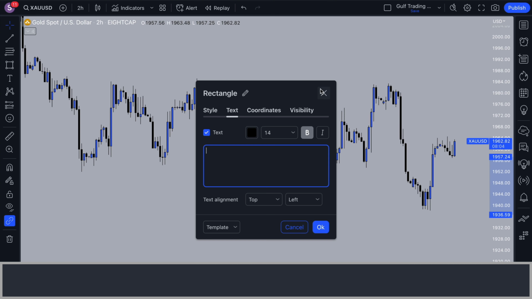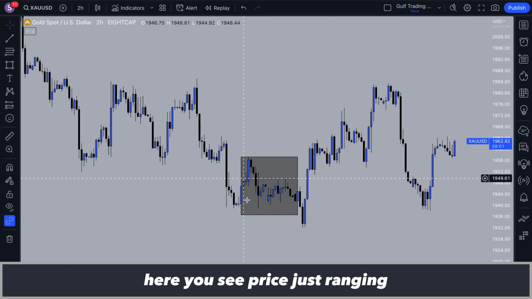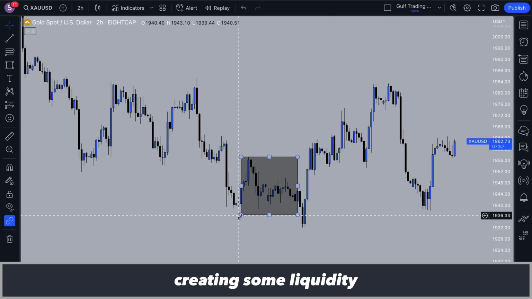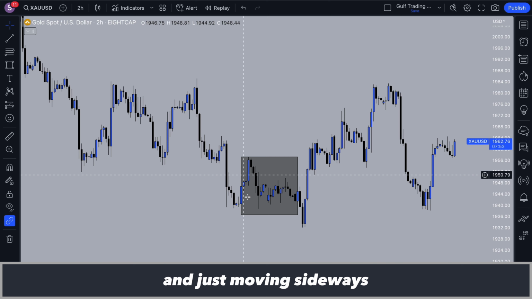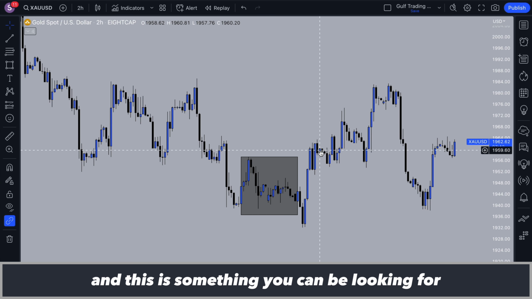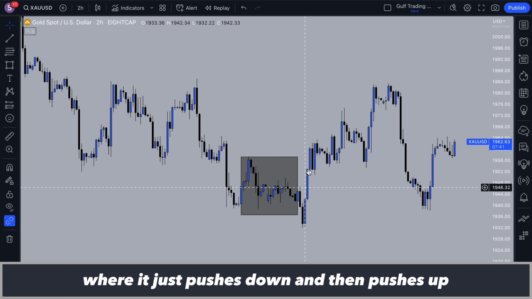accumulation phase here. You can see price just ranging, going sideways, especially in this area here, creating some liquidity, go up there, some trend line liquidity, and just moving sideways. And then you get a push down and then a strong push up. And this is something you're going to be looking for, this kind of V shape where it just pushes down and then pushes up.